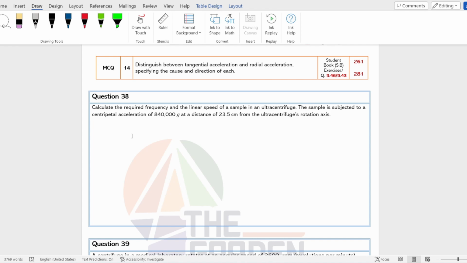What does this question say? Calculate the required frequency and the linear speed of a sample in an ultracentrifuge. The sample is subjected to a centripetal acceleration of 840,000 g at a distance of 23.5 centimeters from the ultracentrifuge's rotation axis.